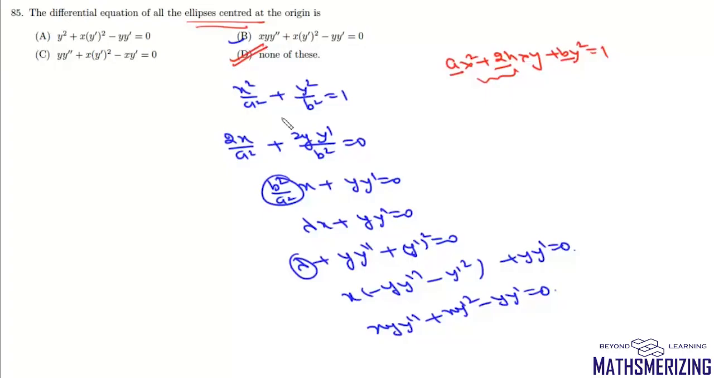So it is B only when center is at origin and axes are x-axis and y-axis. But in case of ellipse centered at origin, it will be a central conic, and in that case it will be a differential equation of order 3, which is not given in any of the options A, B or C. So answer should be D, and that is none of these.